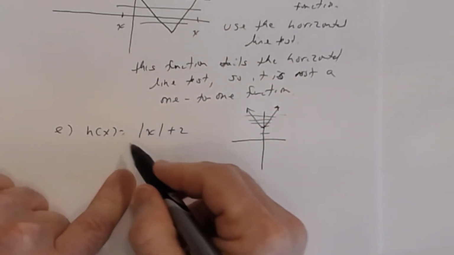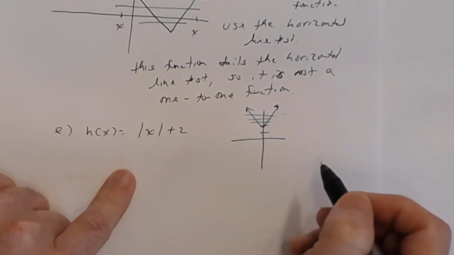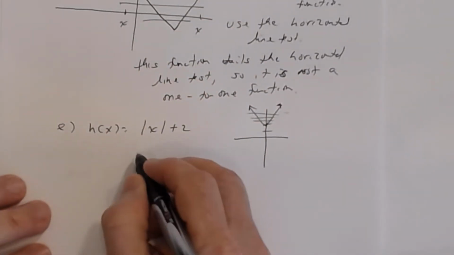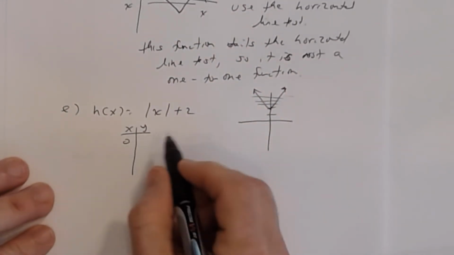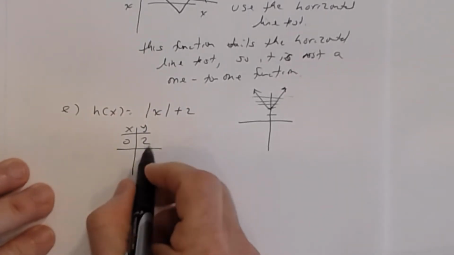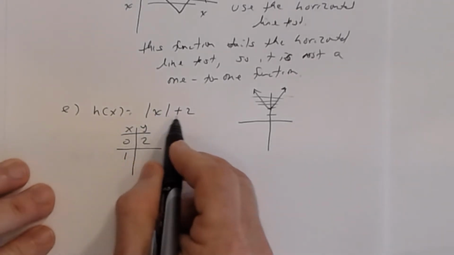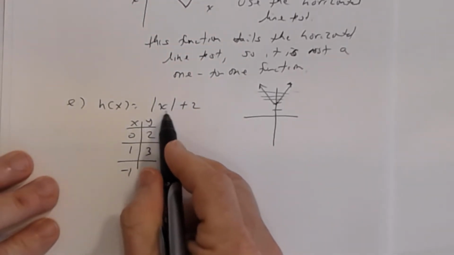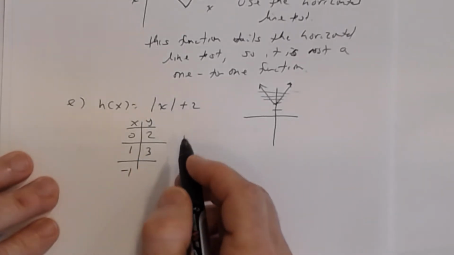So sometimes if you know what the graph of a function looks like, you can easily determine if it's a one-to-one function. So we know this is not a one-to-one function, but I want to talk about this in terms of a set of ordered pairs. If x is 0, the absolute value of 0 is 0, and 0 plus 2 is 2. When x is 1, the absolute value of 1 is 1, and 1 plus 2 is 3. When x is negative 1, the absolute value of negative 1 is 1, and 1 plus 2 is 3.